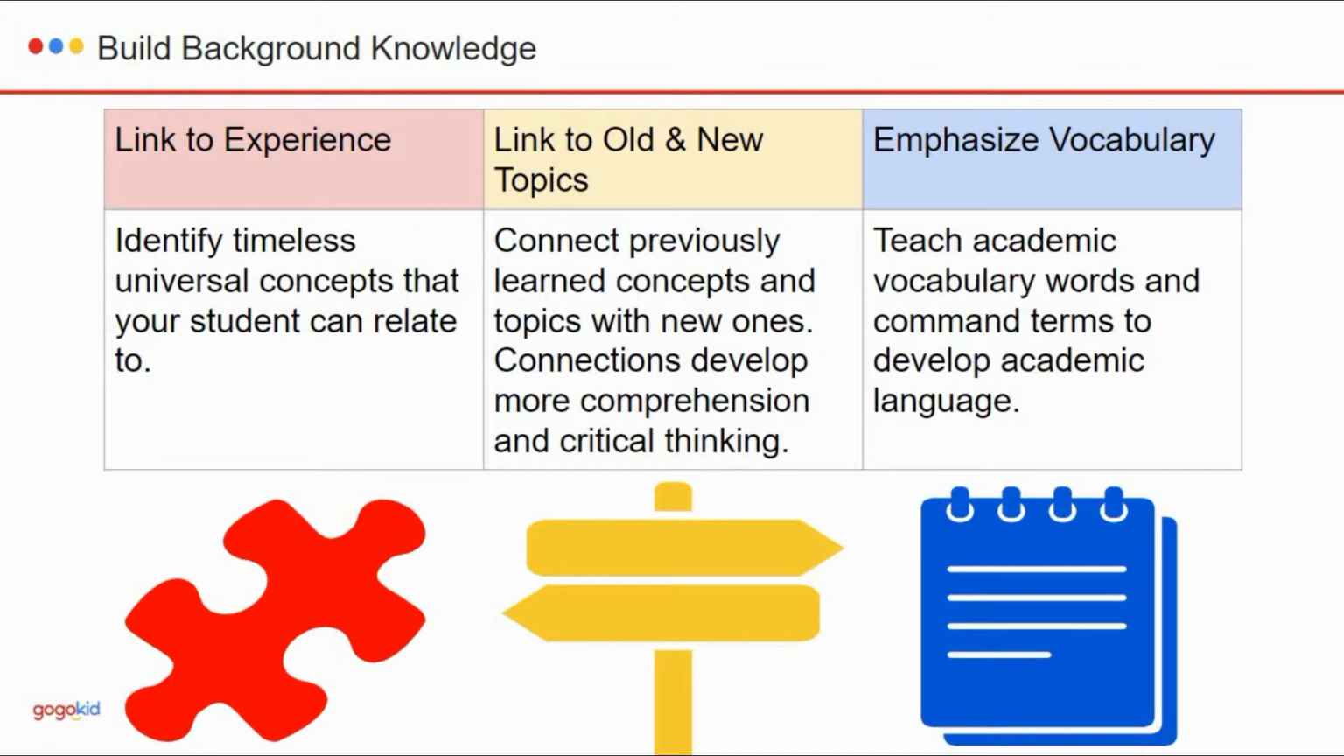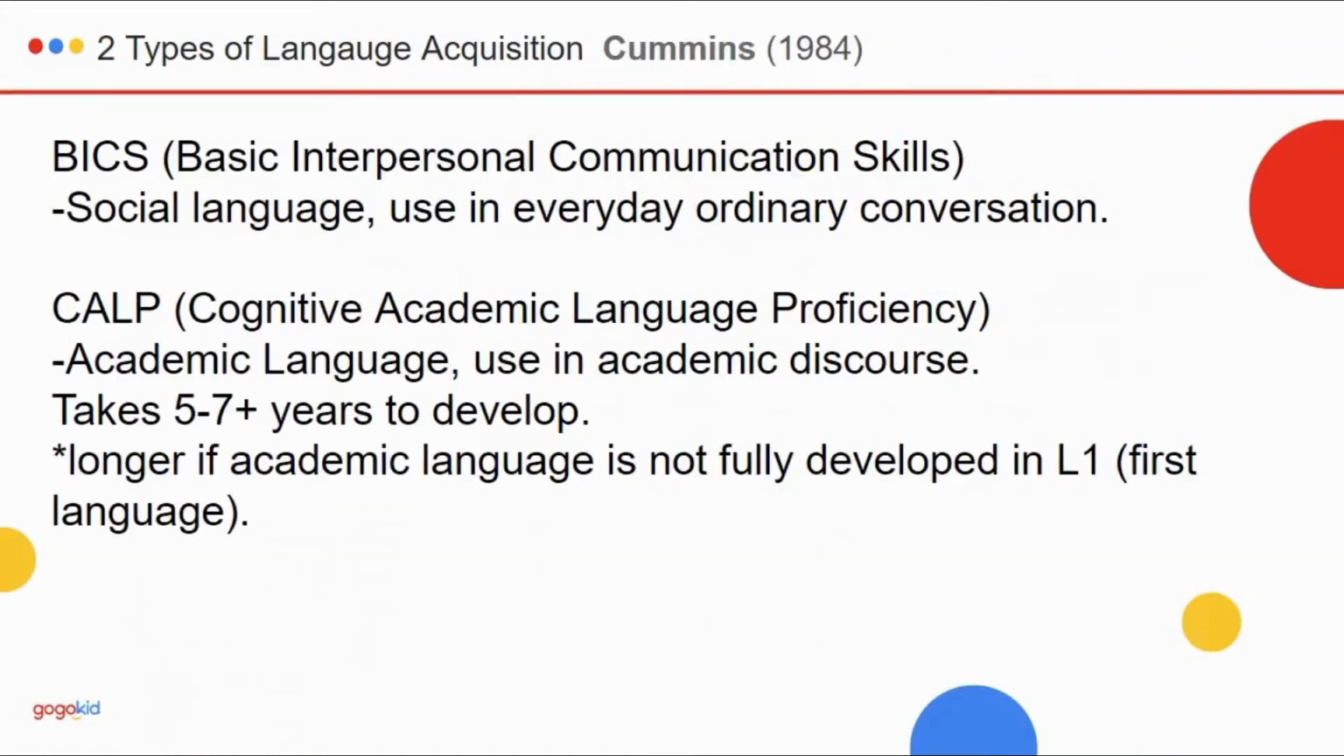You also want to emphasize vocabulary. Academic vocabulary words take a lot longer to acquire, so academic vocabulary and command terms help the students identify and understand academic language. And if they're able to use academic language, ultimately maybe they want to go to school abroad, maybe they want to be able to be very successful in their English studies. This will help them quite a lot in the future.